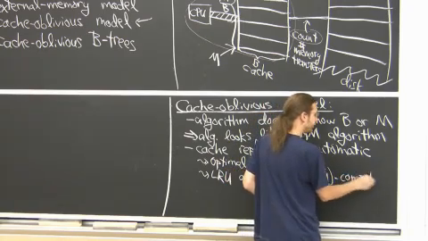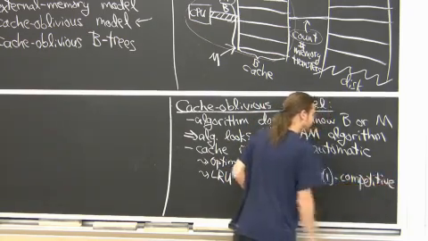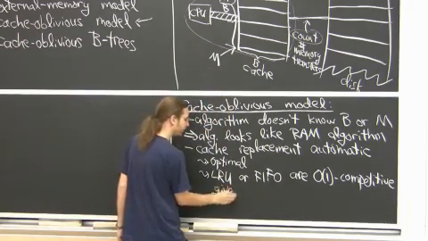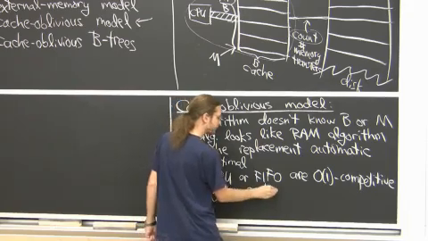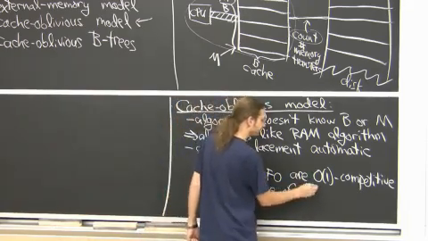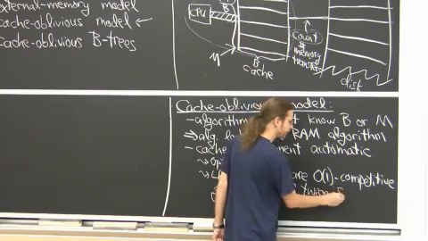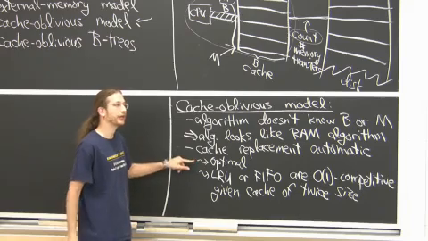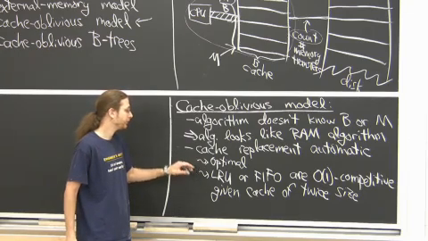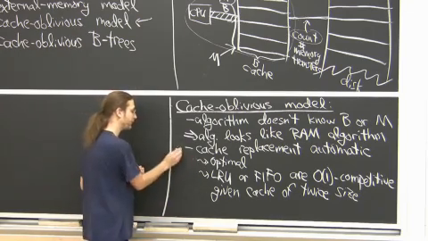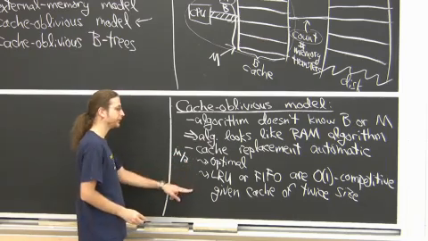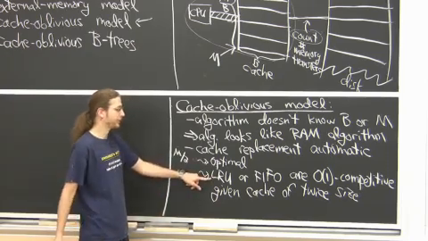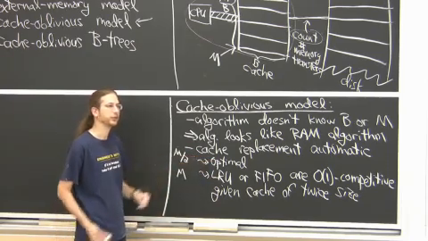They're constant competitive given a cache of twice the size. So this is from the early days of competitive analysis. It says if I compare offline optimal with a cache of size M over 2 versus LRU or FIFO, which are online algorithms, on a cache of size M, then this cost will be at most, I think, twice this cost.